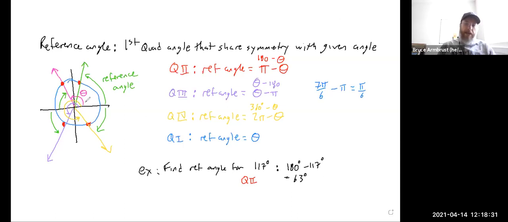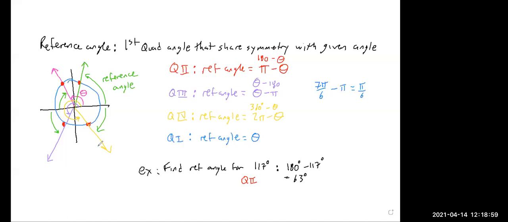And I'm a real visual guy. I think about this picture, and that helps me see what I need. Just remember the reference angle is always how far you're going from the x-axis, right? If you look at these light green arrows, every one of them was rotating away from the x-axis. So just think about how you have to rotate off the x-axis to get where you are, and that will help you find your reference angles.